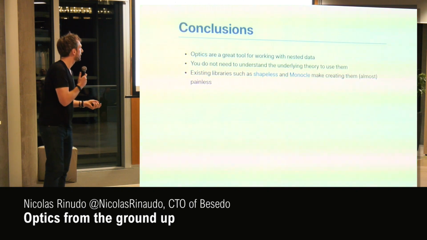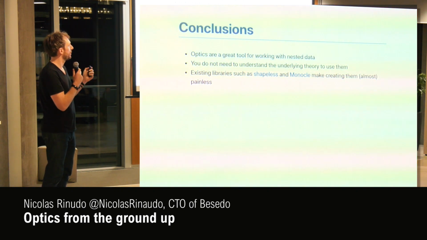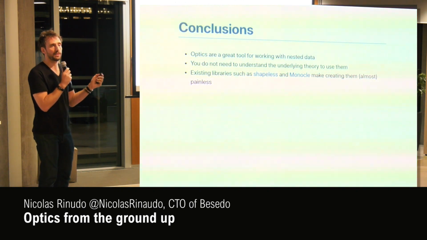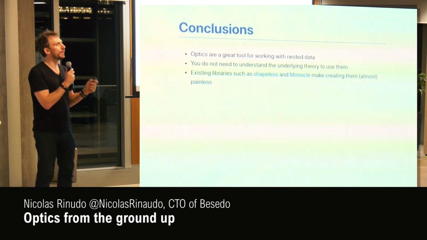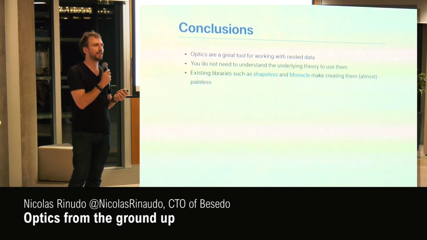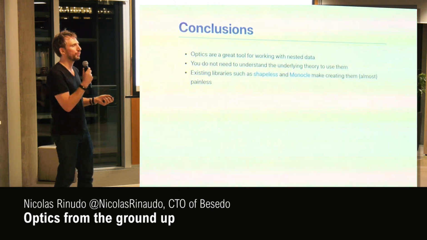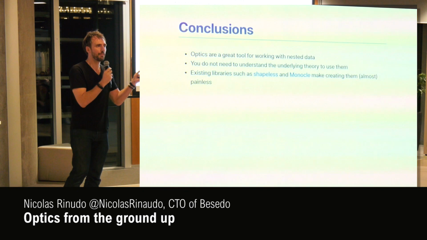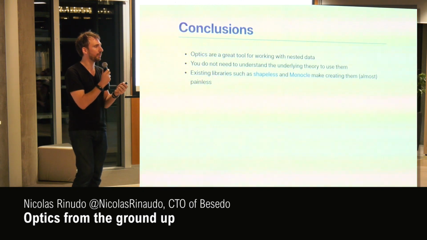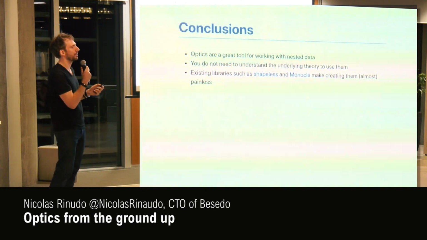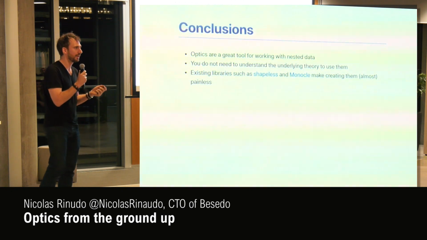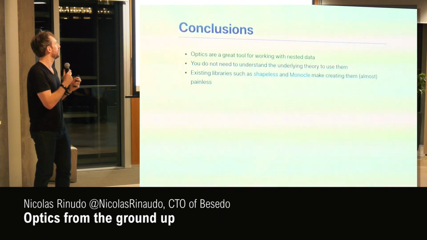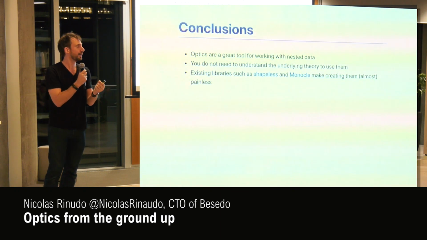To wrap things up, optics are really, really great to work with nested data. You do not need to understand the theory that goes behind it. Technically they're called profunctor optics. But the theory is absolutely beautiful. It's absolutely gorgeous. There's a brilliant talk by Simon Peyton Jones in which he explains the concept and the theory behind lenses. It's absolutely amazing. It's incredible. So I encourage you to watch it.